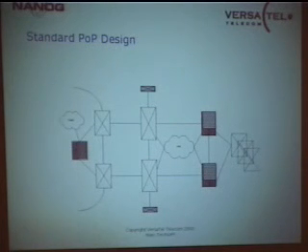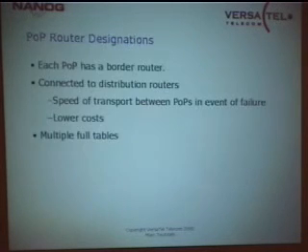These are 7507s. These are 7513s. These are 6509s, and these are generally banks of 6 to 12 RAS servers. We have various vendors in our network. So this is our standard POP design, which is implemented in all POPs. So the actual designation for the routers in this POP design, each POP has a border router where we take transit from other providers.